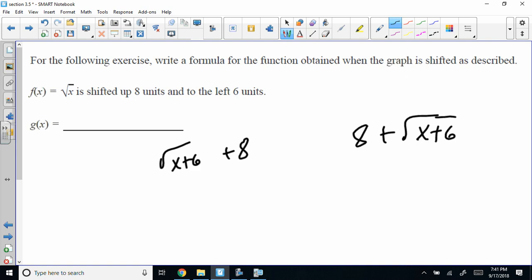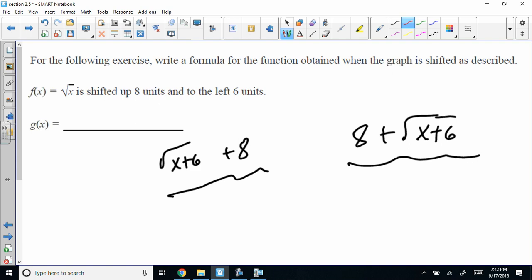Because horizontal shifts have to happen within the function. What type of function is this? Square root. Yeah. All right, so you may see it like that, or like what? The right one or the left one. Doesn't really matter. What's the difference? Yeah, we are moving the numbers.